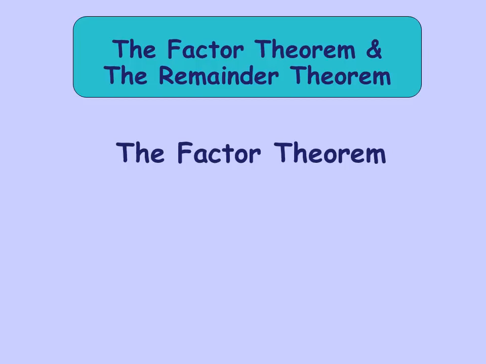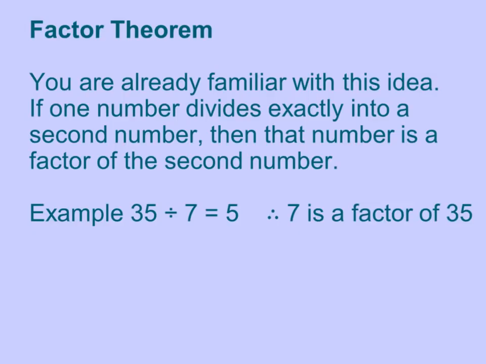Hi, we're now going to look at the factor theorem and the remainder theorem. Let's tackle the factor theorem first. You're already familiar with this idea. If one number divides exactly into a second number, then that number is a factor of the second number. So for example, 35 divided by 7 is equal to 5. Therefore 7 must be a factor of 35.